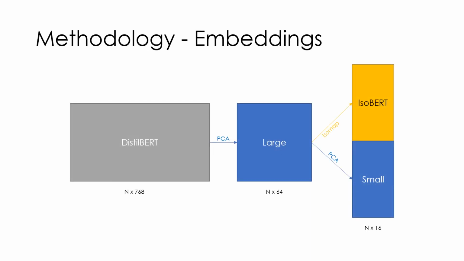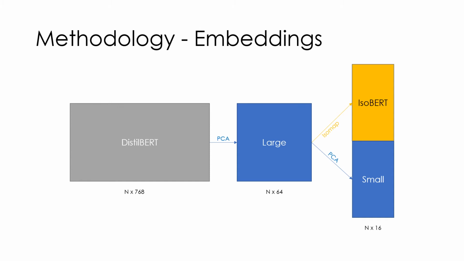This leads us to our methodology. In this project, we started with the 768-dimensional DistilBERT, and then ran a 64-dimensional PCA to create our large PCA embedding, another 16-dimensional PCA to create our small PCA embedding, and then a 16-dimensional IsoMap to create our IsoBERT embedding.